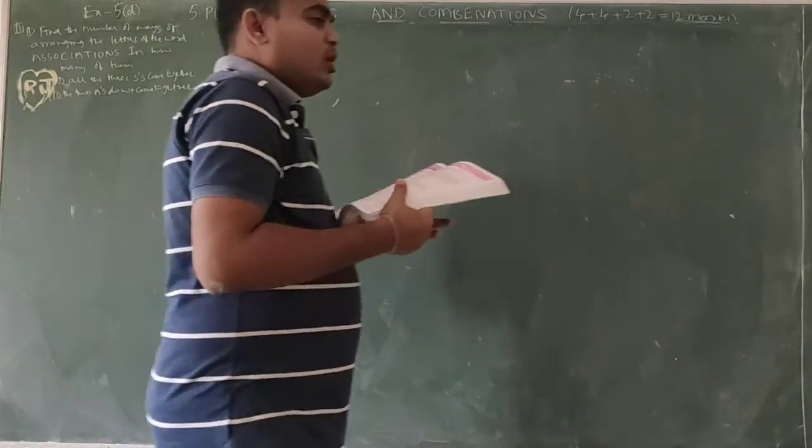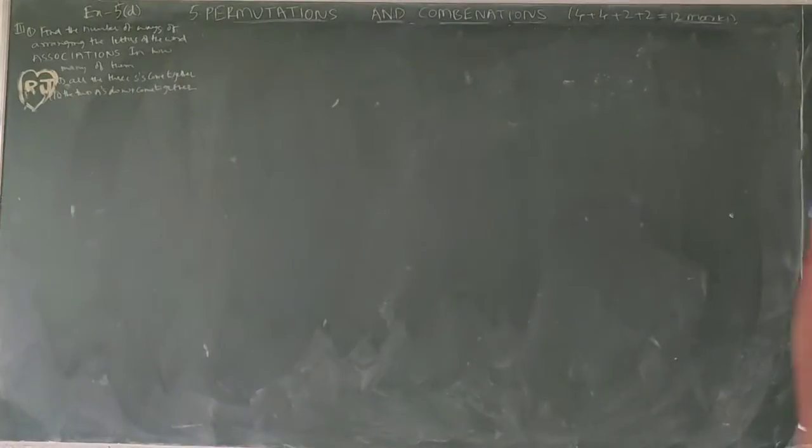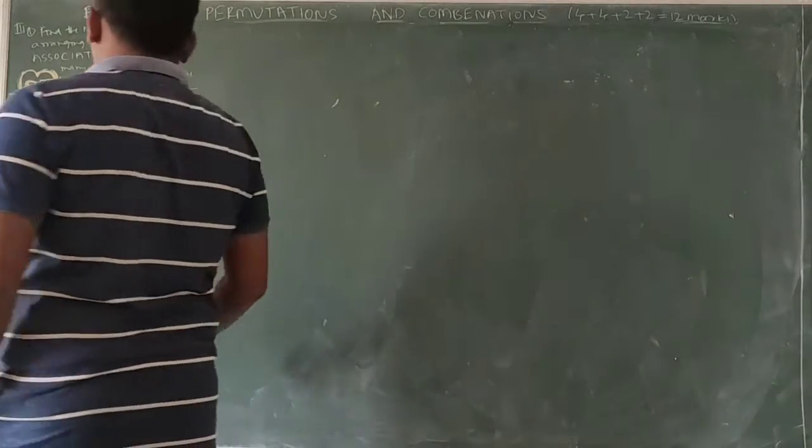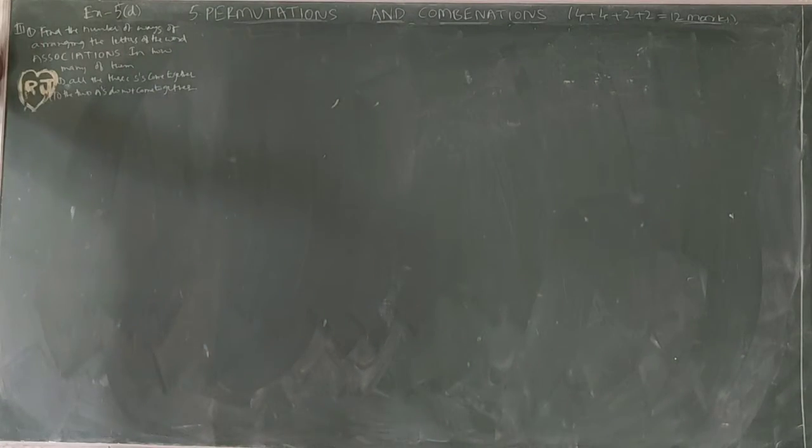Okay, so the given word is assassinations. So in this we need all the three S's come together, and no two A's come together. So this is the question. So according to these two situations we need to find. So actually find the number of ways of arranging the letters of the word assassinations. So this is also we need to find.